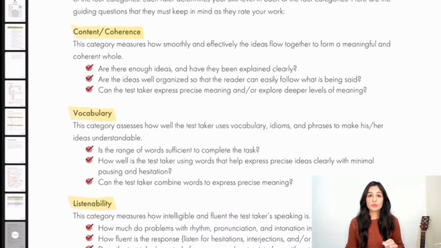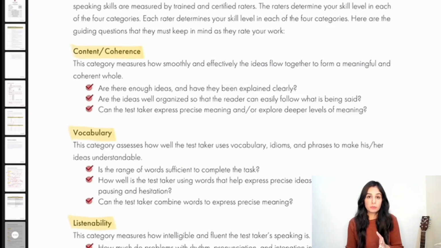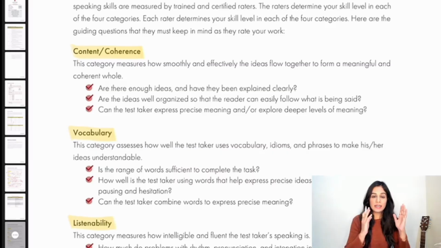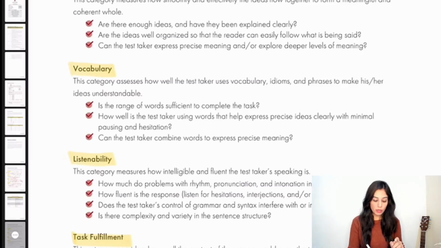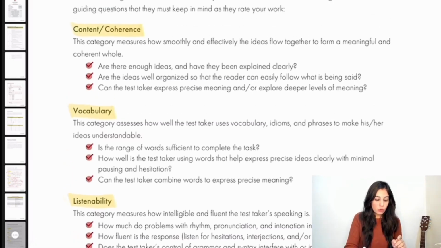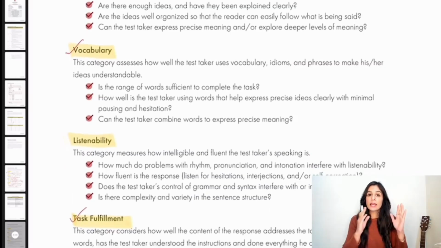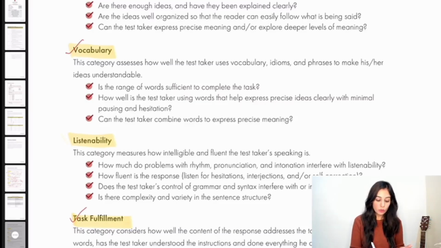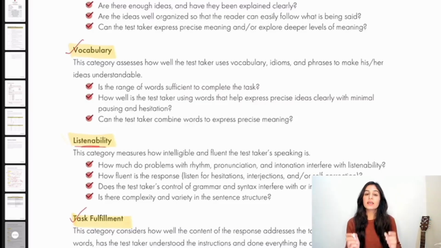And if you have watched the video on writing performance standards that I just uploaded, you would know that all of these factors are exactly as in case of the writing module except for the listenability one. So you have content coherence, vocabulary, and task fulfillment as is in the writing test. Those are the same factors on which you will be evaluated. The only one that's different is listenability. In speaking, we have listenability. In case of writing, we have readability.